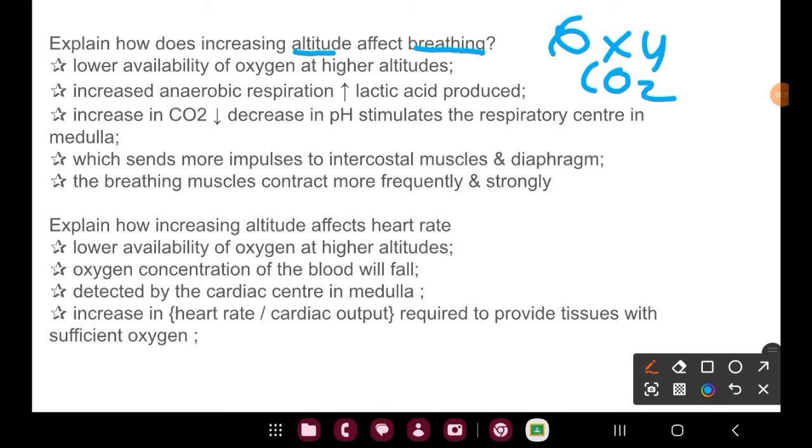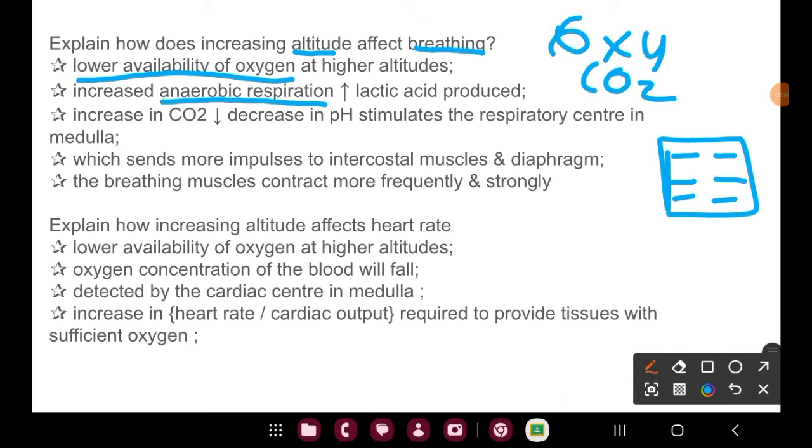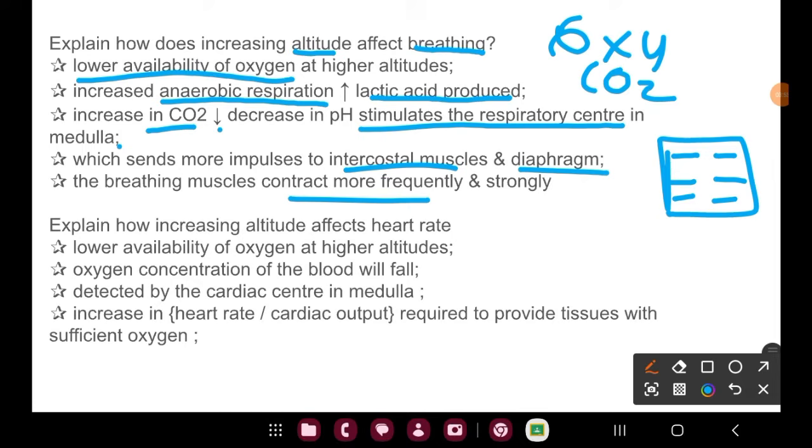Increasing the altitude, it will mostly show you a graph and show you that oxygen levels are lower at higher altitudes, and it will ask why increasing altitude affects breathing. So in the graph, it showed that as altitude increased, breathing rate increased, because at higher altitudes there is lower availability of oxygen, so there is more anaerobic respiration and lactic acid is produced, and an increase in CO2, so a decrease in pH, stimulates the respiratory center in the medulla. It sends more impulses to the intercostal muscles and diaphragm, which contract more frequently and strongly.